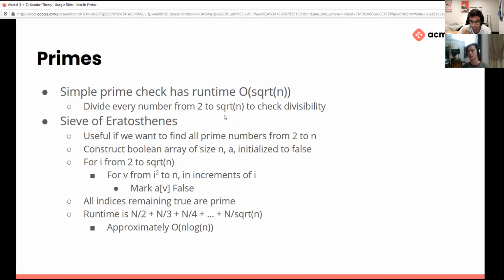If you want something faster, where we try to find all prime numbers from 2 to n, we can use the sieve method. And this actually has n log n time. I'll go over the algorithm. You start off by creating a Boolean array of size n, and oh sorry, I meant it should be initialized to true, not false. Let me change that real quick. That's my mistake.